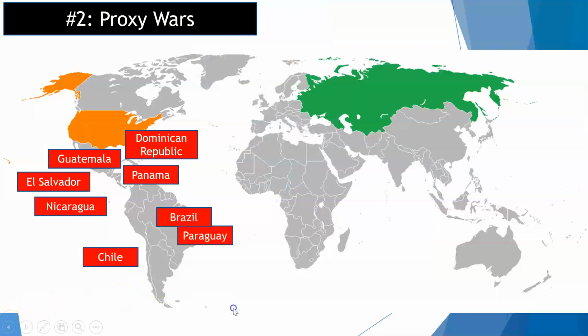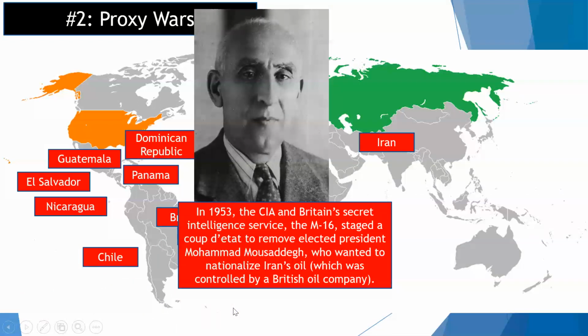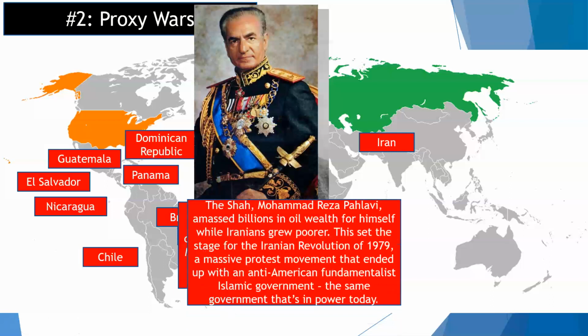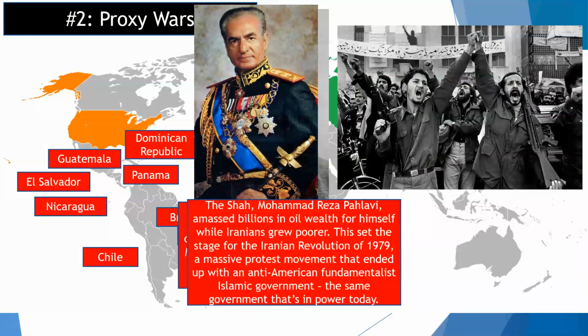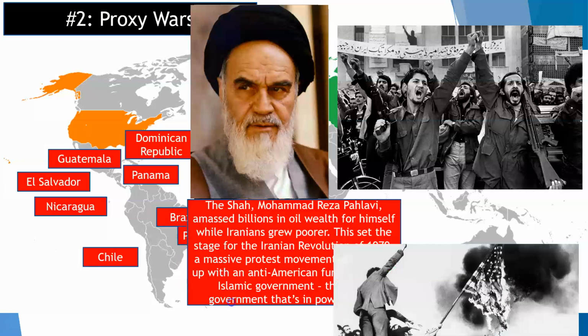And these sorts of things didn't just happen in Latin America. In Iran, in 1953, the CIA and Britain's Secret Intelligence Service, the MI6, staged a coup d'etat to remove elected President Mohammad Mossadegh, who wanted to nationalize Iran's oil, which was controlled by a British oil company. They replaced him with this guy, the Shah, Mohammad Reza Pahlavi, who amassed billions in oil wealth for himself while Iranians grew poorer. This set the stage for the Iranian Revolution of 1979, a massive protest movement that ended up with an anti-American fundamentalist Islamic government led by Ayatollah Khomeini, the same government that's in power today.